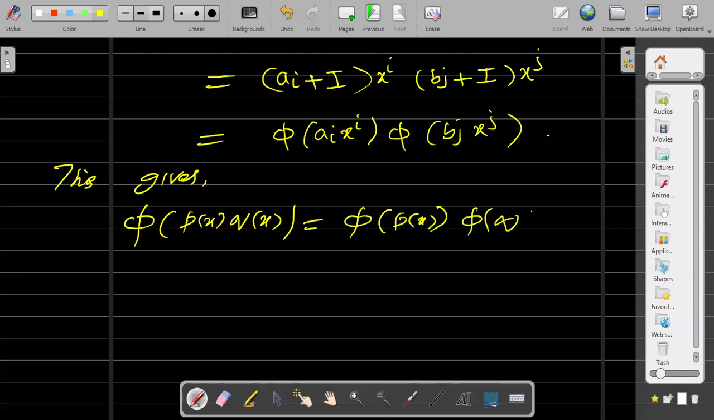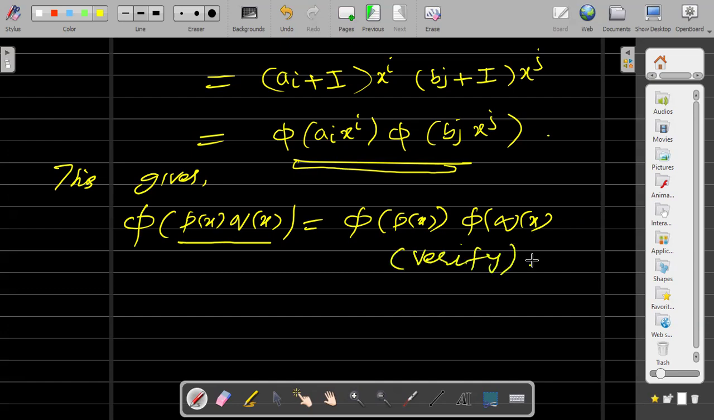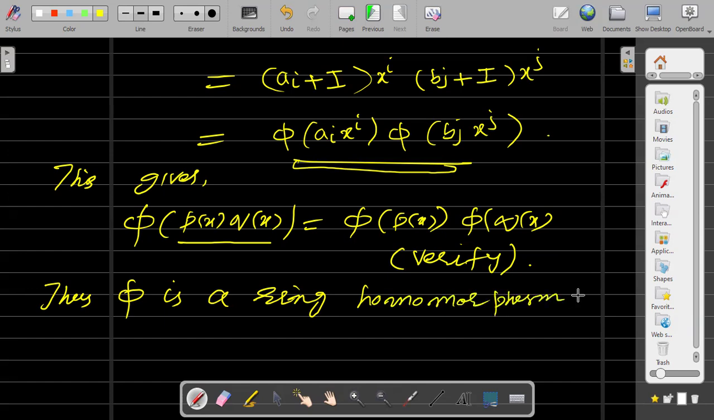So here you apply two things. You can write this as a sum of monomials, and each term will be a product of two monomials, so it will be a sum of monomials. You apply the first rule, because phi preserves the addition, so you can break those monomials. Then to break the product of two monomials, you can apply this result: phi of a_i x^i b_j x^j is equal to phi of a_i x^i phi of b_j x^j. So this can be easily done. You should verify it. So this shows that phi is a ring homomorphism.